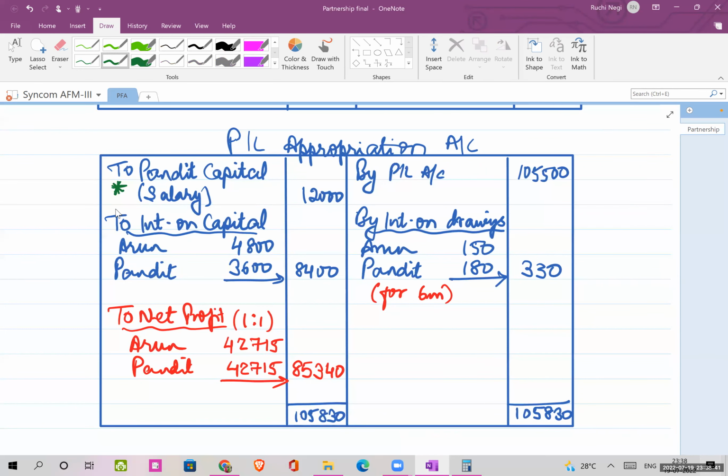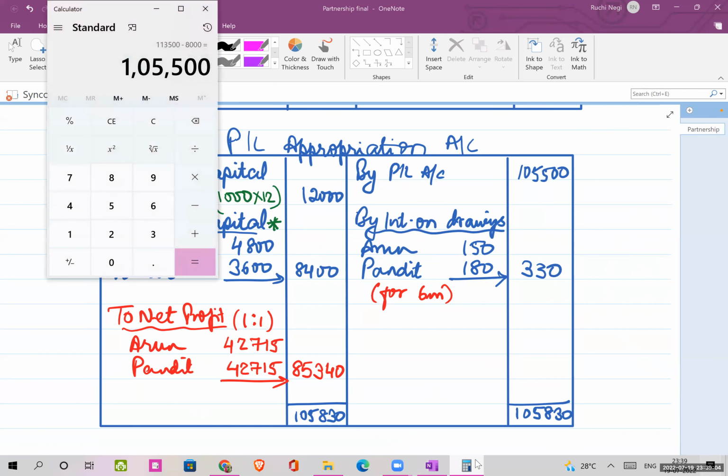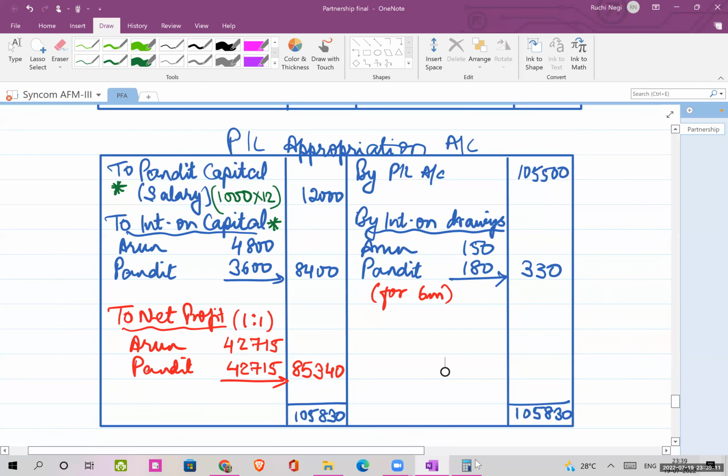ओके 12,000 कैसे आया, 1,000 रुपीज पर मंथ बोल रहा है मल्टीप्लाइड विद 12 months. Okay, so that makes it to 12,000. Okay, next is this interest on capital का एडजस्टमेंट. ओके, तो कैपिटल के बैलेंसेस कितने थे 80,000 एंड 60,000 बराबर. सो 80,000 का 6%, 4,800.